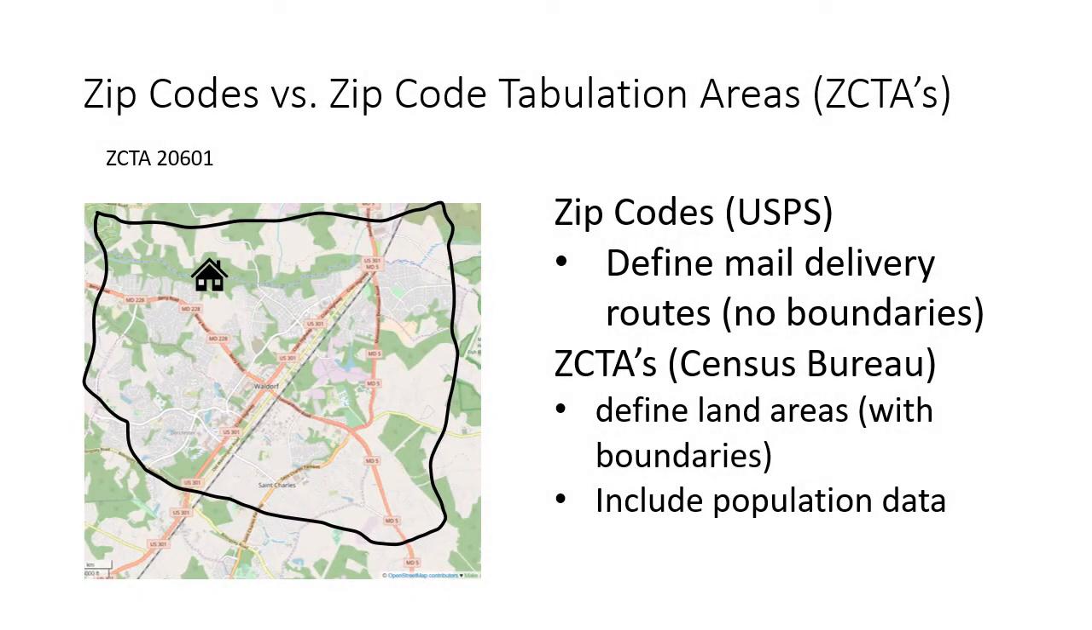You are all familiar with zip codes. Designed by the U.S. Postal Service, a zip code defines a collection of mail delivery routes around a post office. A zip code has no boundaries. After completing the census, the Census Bureau uses the post office's zip codes to create zip code tabulation areas, which do have boundaries. And then the Census Bureau tabulates the population in each ZCTA. When a ZCTA crosses county or state borders, a ZCTA is established in each jurisdiction.